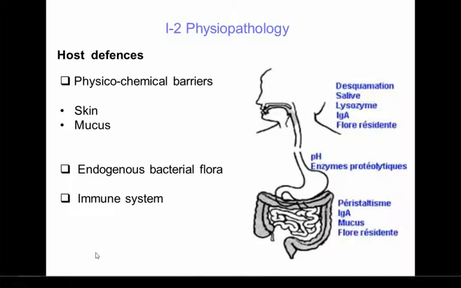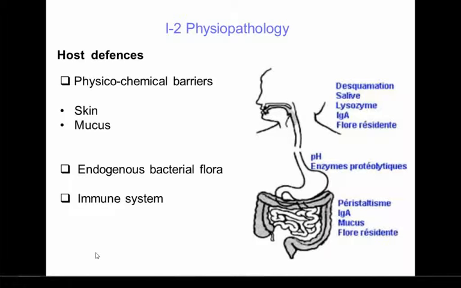We have 20 minutes left, so I think we have time to go through host defenses a little bit. So 20 minutes on host defense, and that will be the end of our work today.